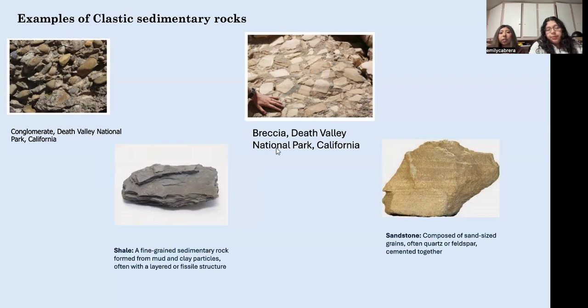And then another example is breccia right here, which can also be found at Death Valley National Park in California. And lastly, we have sandstone, which is composed of sand-sized grains, often quartz and feldspar, which is cemented together.